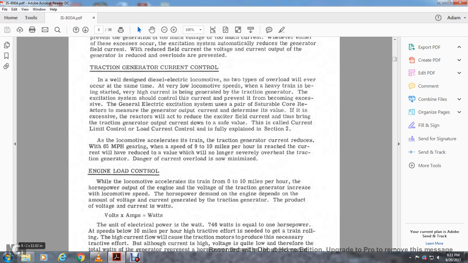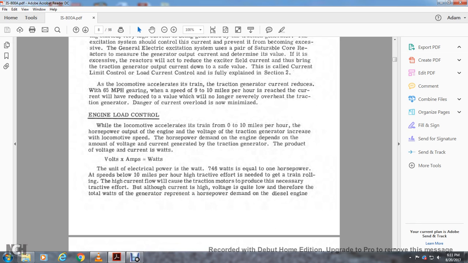This is called the current limit control, or load current control. This is fully explained in section 2. As the locomotive accelerates the train, the traction generator current reduces. On a 65 miles per hour geared locomotive, when a speed of 9 to 10 miles per hour is reached, the current will have reduced to a value which no longer seriously overheats the traction generator. Danger of current overload is now minimized.